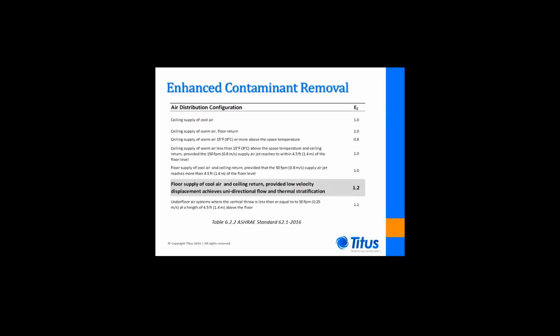Recognizing this, ASHRAE Standard 62.1, Ventilation for Acceptable Indoor Air Quality, awards a zone air distribution effectiveness factor of 1.2 to thermal displacement systems as opposed to only 1.0 for the ceiling supply of cool air with ceiling return. This essentially means that a displacement ventilation system can deliver a similar contaminant removal efficiency as a mixed air system, while delivering 20% less outside air to the classroom.